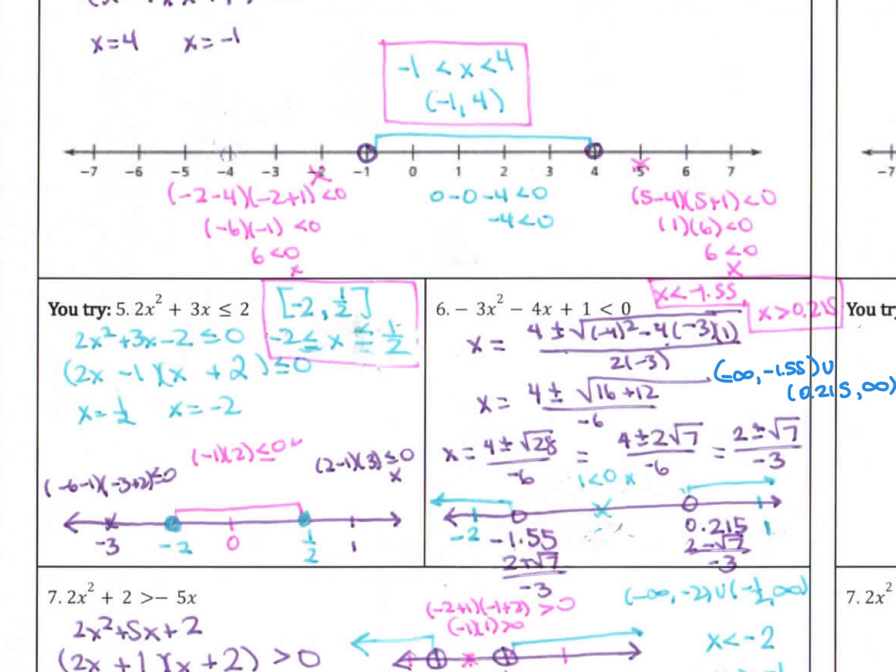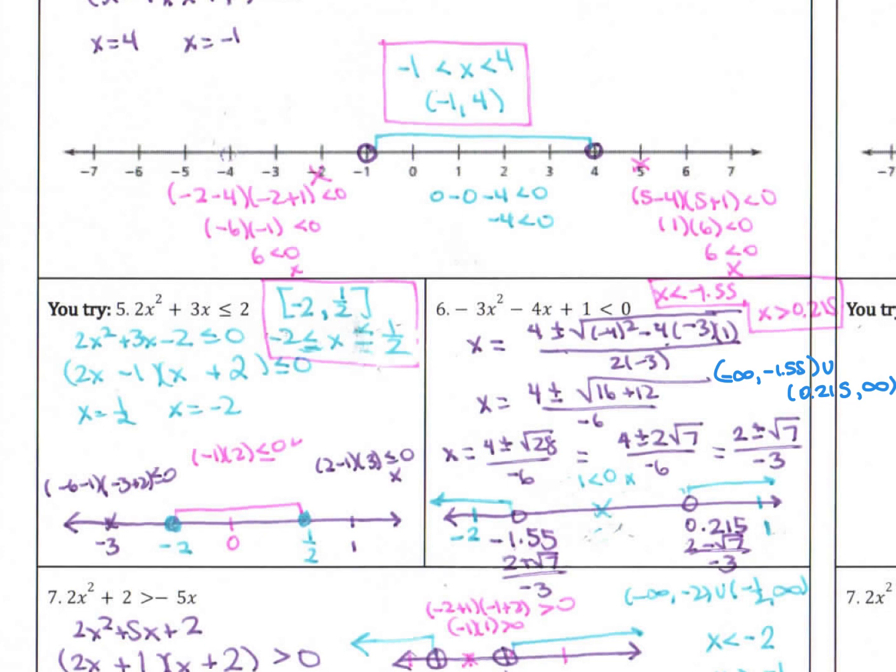So try these out. These are the solutions. With 2x squared plus 3x minus 2, your x-intercepts are x is a half and negative 2, and there are closed circles there because it says equal to. Then you test in each area. The only one that works is between negative 2 and a half.